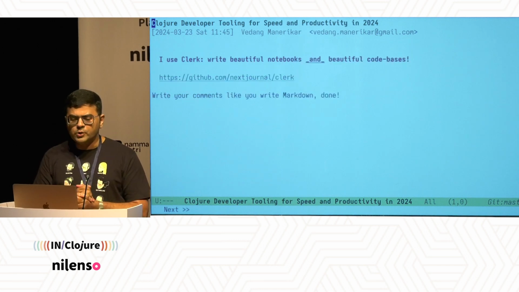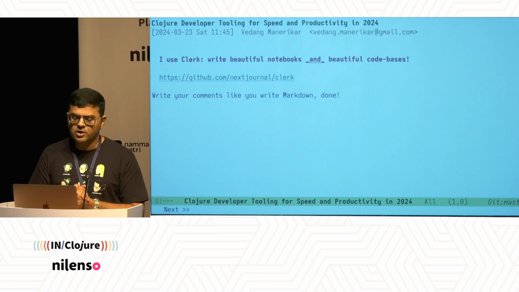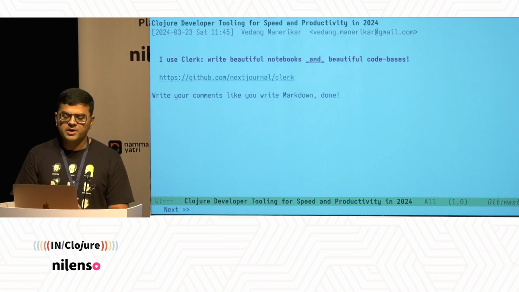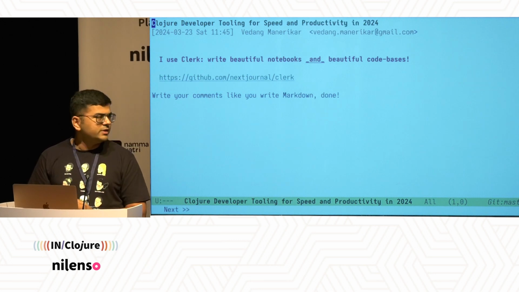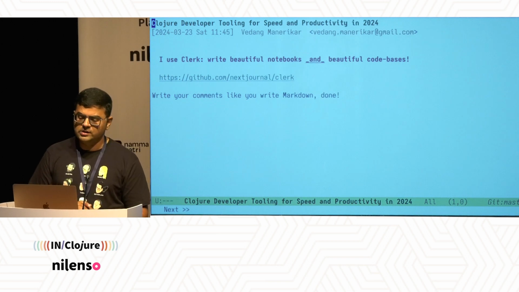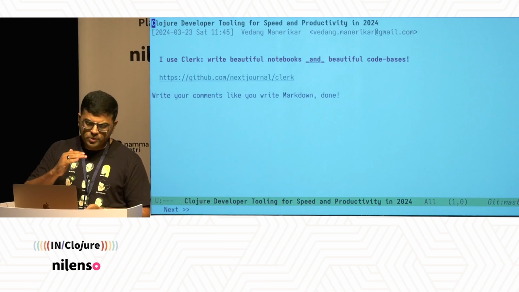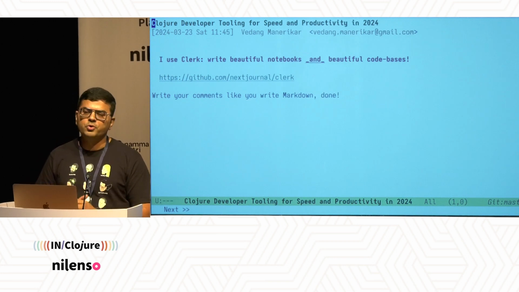So the next bit of tooling that I want to share is something called Clerk, which is built by Nextjournal. It gives me these beautiful notebooks and beautiful code bases that I want. The comments are written in Markdown in your code, and then they get exported into beautiful HTML.